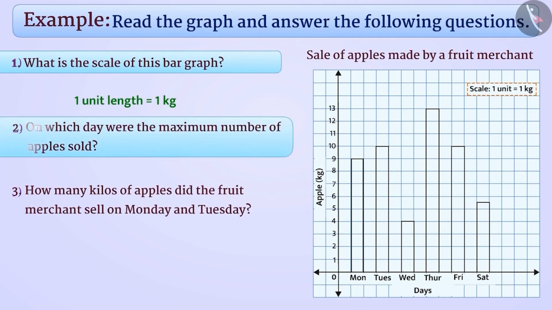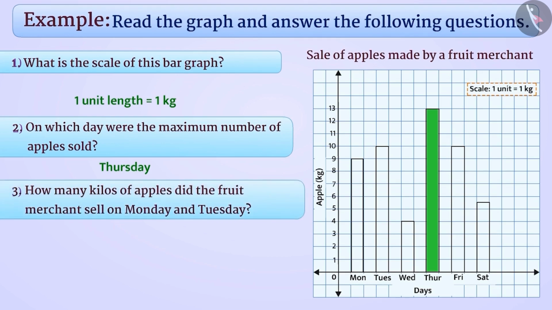Second question. On which day were the maximum number of apples sold? In the given bar graph, we observe that the bar on Thursday is the longest. So we can conclude that the highest sale of apples were made on Thursday.